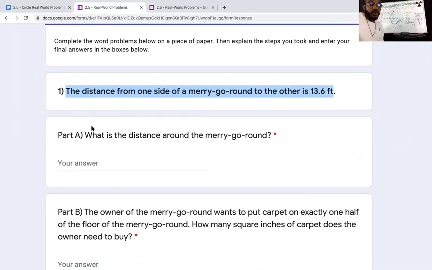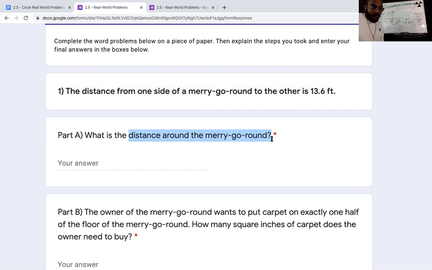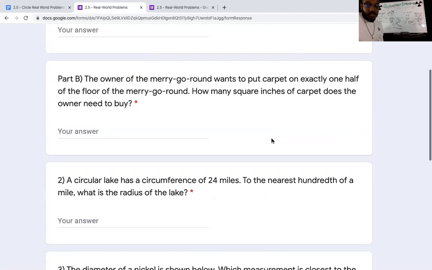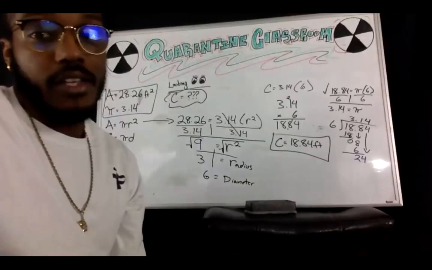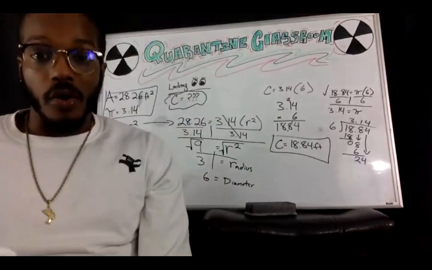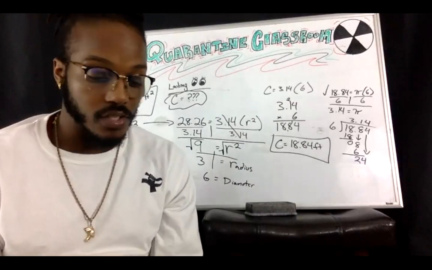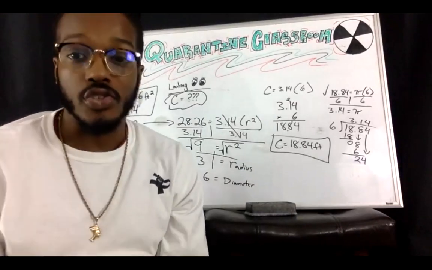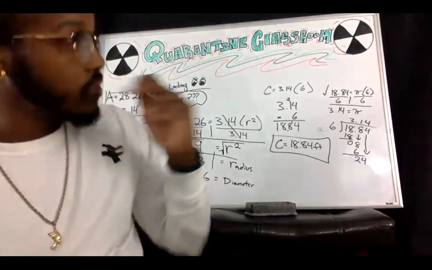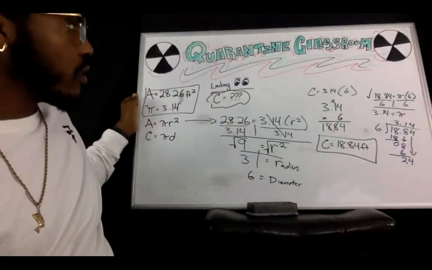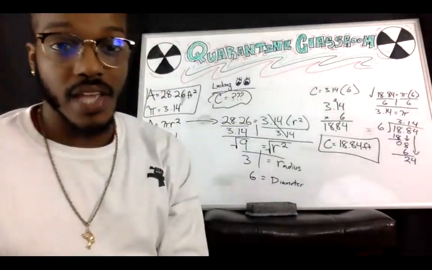And they're asking, what is the distance around the merry-go-round? That means that you have to find the circumference. These are the types of questions that you guys are going to be expected to be able to do. If you have any questions, you know what my office hours are. You can use me. You can use my cell phone, email, FaceTime, Zoom. Definitely looking forward to seeing all your work, and to you being able to crush these types of questions.